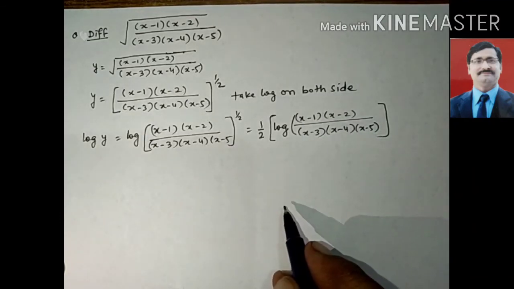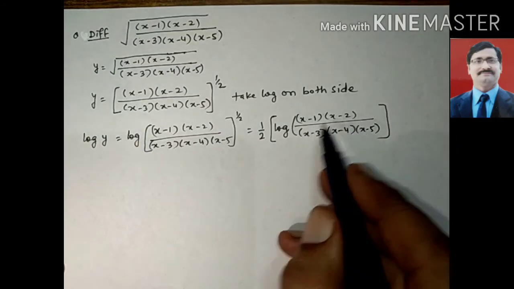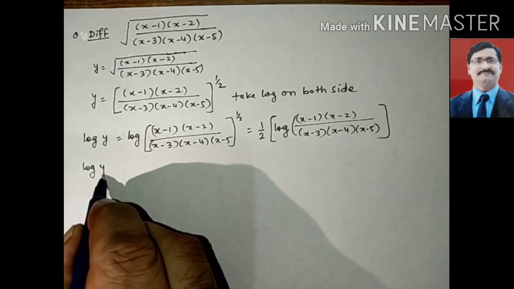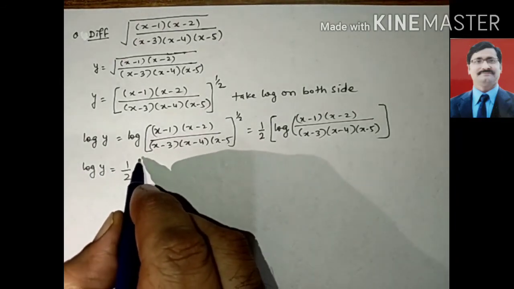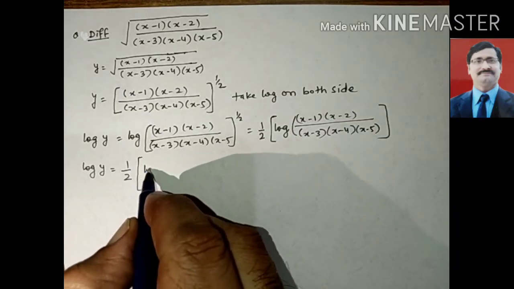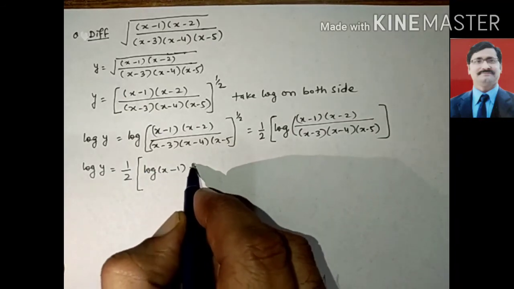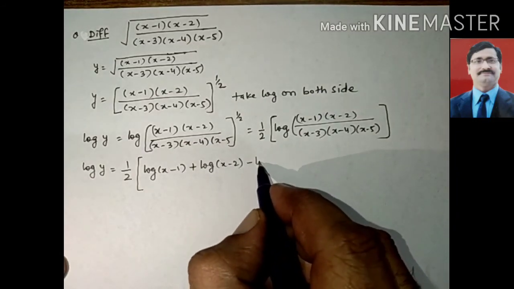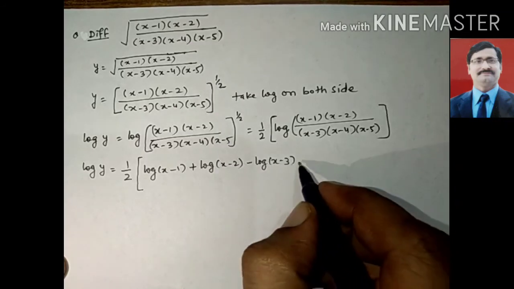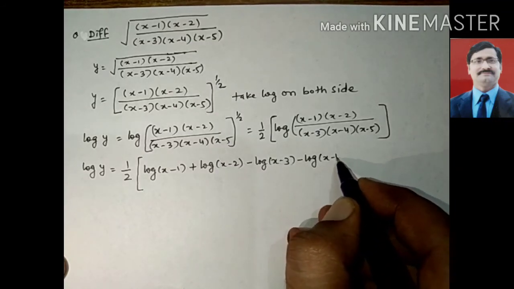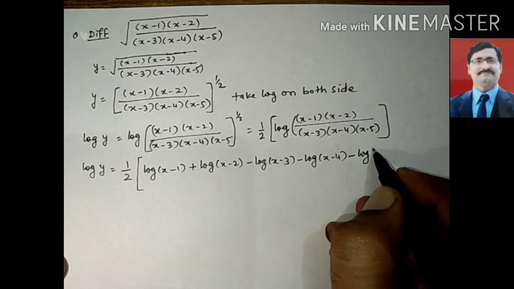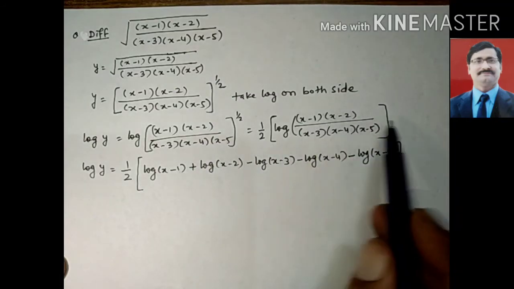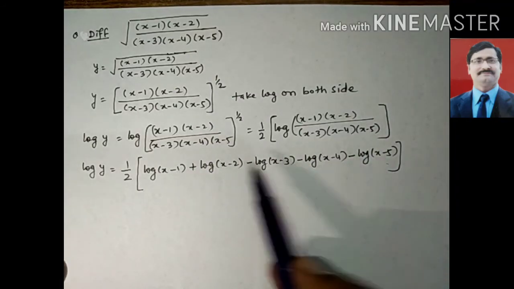Now we know the multiplication rules of the log. Multiply means you write plus, divide means you write minus. So log y equal to 1 upon 2 bracket log x minus 1 plus log x minus 2 minus log x minus 3 minus log x minus 4 minus log x minus 5. Do all of you understand this? Multiplication means plus and divide means minus, so you will get this line.